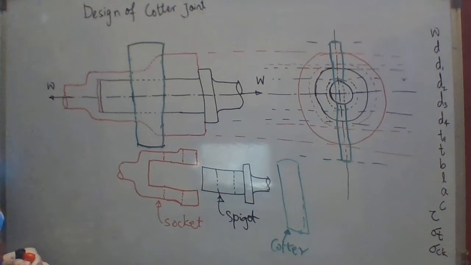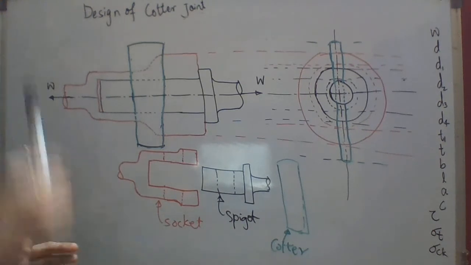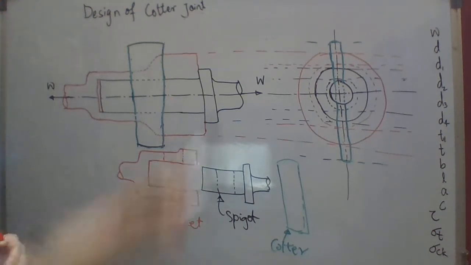Design means we are going to fix the dimensions. So first of all, to get the dimensions, we have to give some alphabets to those dimensions: the alphabets of the spigot, the socket, and the quarter. Let us learn all the alphabets first. I have listed all the alphabets on the right side of the whiteboard.